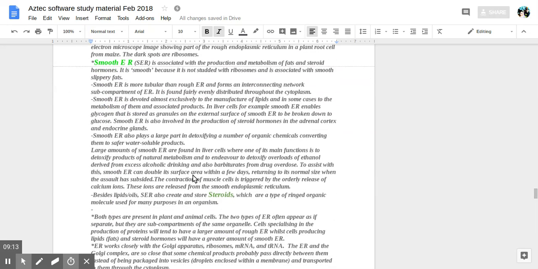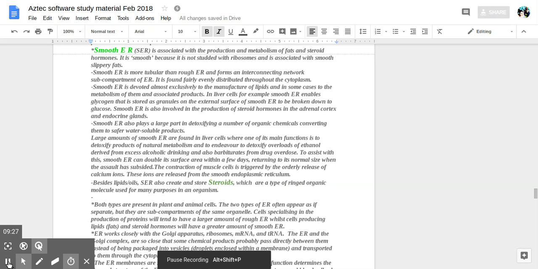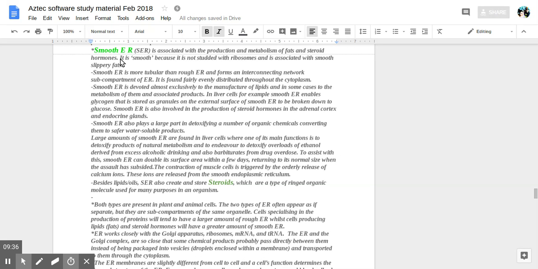Smooth ER, SER, is associated with production and metabolism of fats and steroid hormones, which are a type of lipid or fat. It is smooth because it is not studded with ribosomes. It is associated with slippery fats or smooth fats. So smooth ER is tubular versus the rough ER, and forms an interconnecting network or subcompartment of the ER.